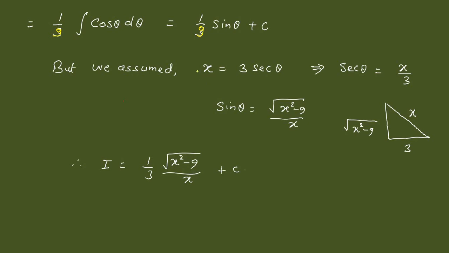So we know that we have assumed that x equals 3 sec theta. From here we have to evaluate the value of sine theta in terms of x. So sec theta will now be x by 3.